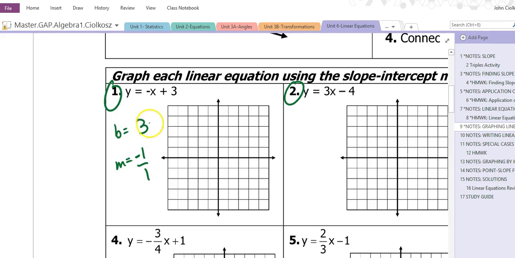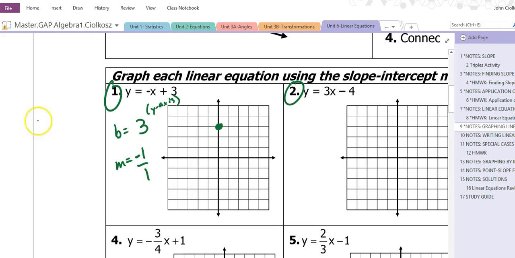So first thing I do is I plot my b. It's positive. B always goes on our y-axis. So it's positive 3, so 1, 2, 3. Now, to get my slope, well, negative means I go down. So from b, you have to start where you plotted b. The negative on top tells me to go down.